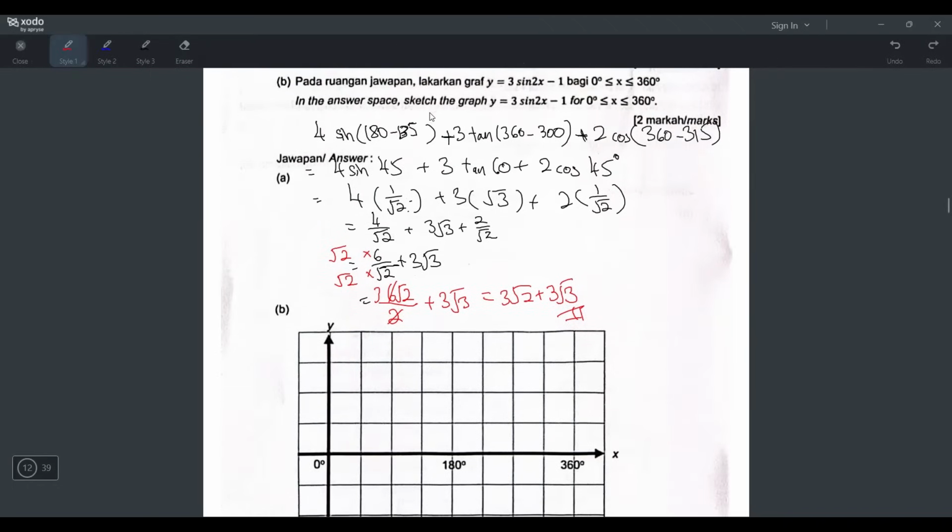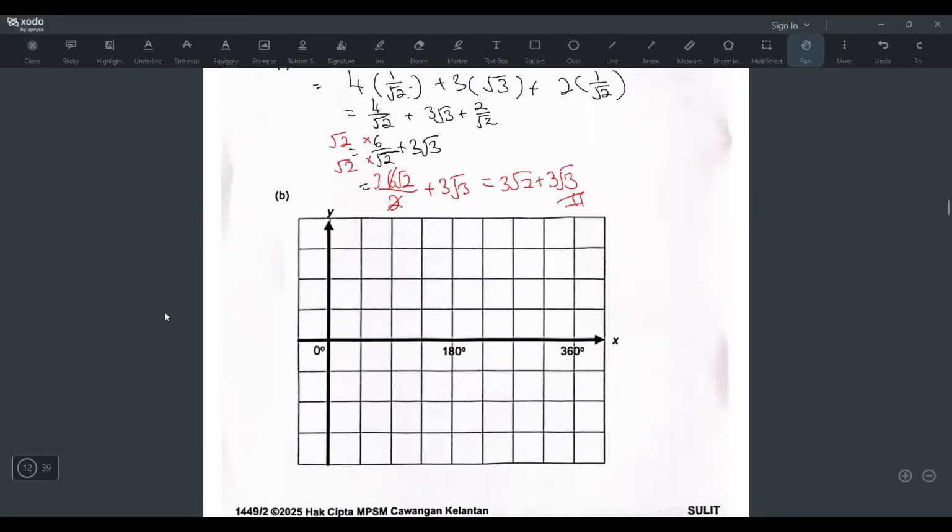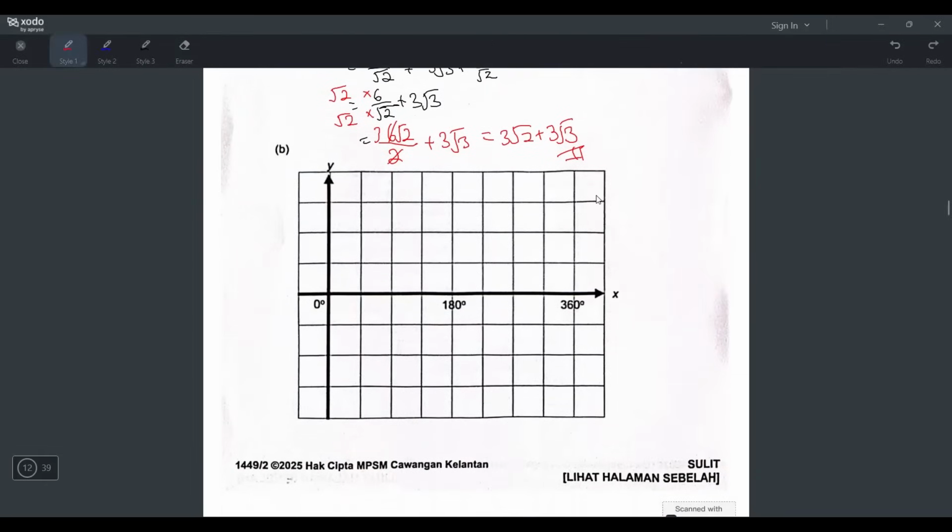Alright, B. In the answer space, sketch the graph for y equals 3 sine 2x minus 1 for 0 until 360. So they want you to draw it in this square grid. Okay, let's see. Is there any space down here? Okay, nothing there already. Okay, so I will draw now. Y equals 3 sine 2x minus 1. Okay, first you need to understand what the 2 means, what the 3 means, and what the negative 1 means. Okay, you kena tahu apa nilai semua ni, apa maksud dia.